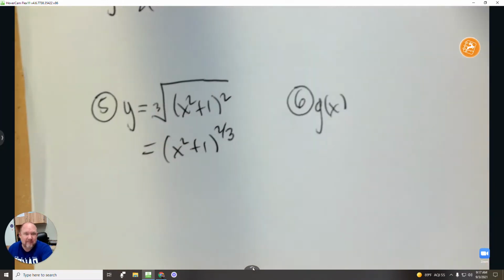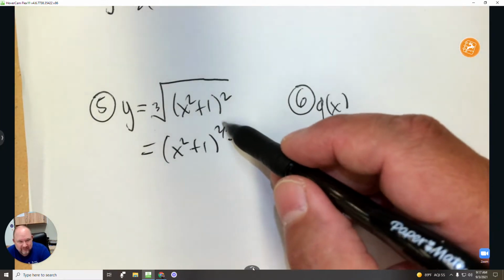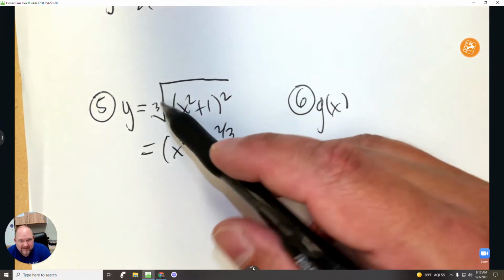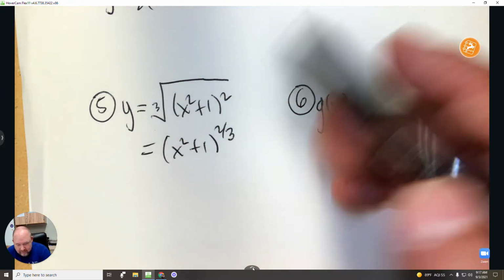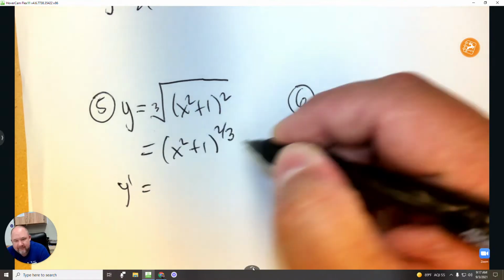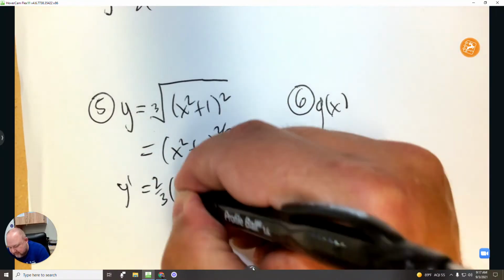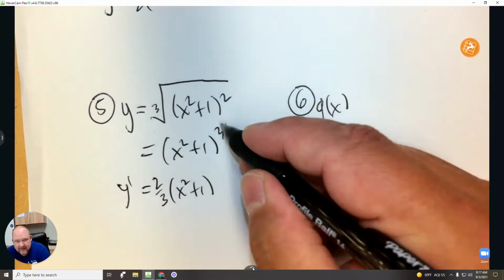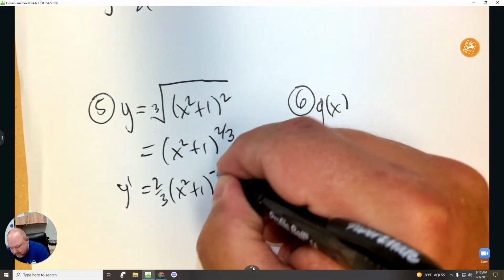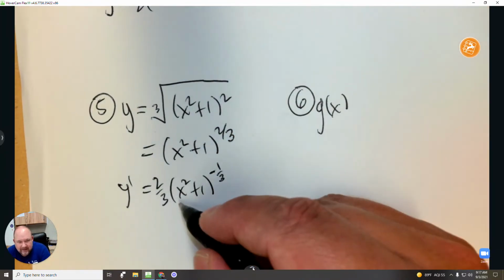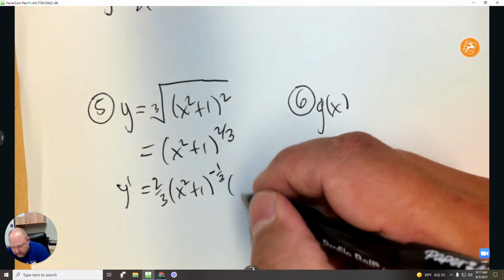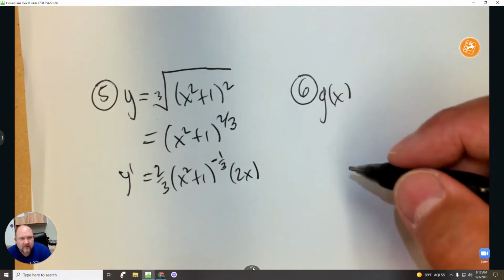Here we are. This is where I'm at. Write this calculus friendly as an exponent rather than a radical. Cube root means the denominator is 3. Then the derivative would be 2/3 (x squared plus 1). Now 2 subtract 3 is negative 1. Use the same denominator. And the derivative of x squared plus 1 is 2x. That's called the hook or hook on.